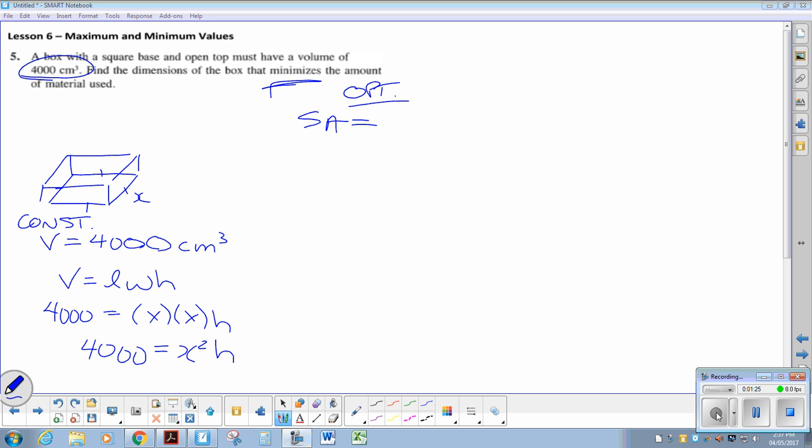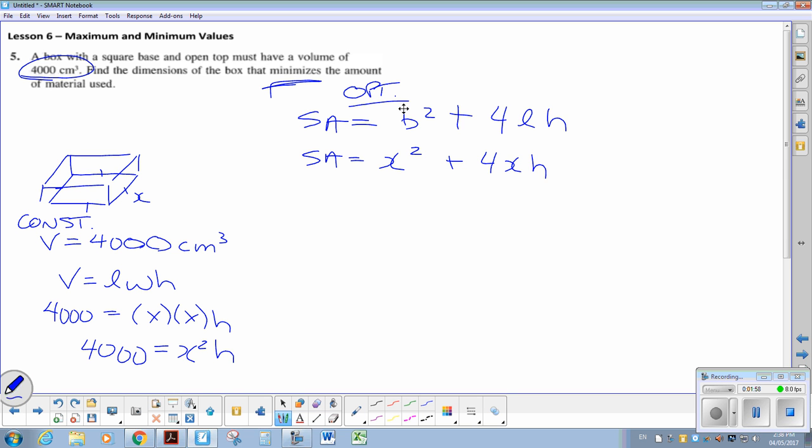Surface area would be the base squared plus, there are 4 sides, plus 4 sides, which would be X times H, or length times height. I've kind of combined my variables here. This should really be, say, length and height, for example. All right, so let's put some variables in. So surface area equals, the base is X squared, plus 4XH. So that's what we want to optimize.